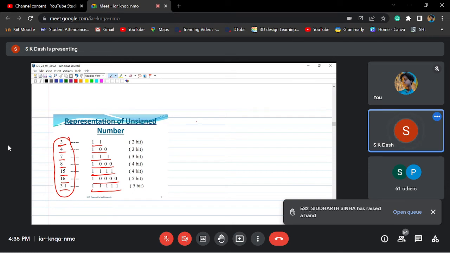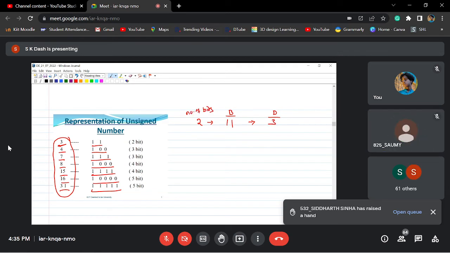if I use two bits, okay, the maximum will be what? Maximum is 1 1 only. Okay. What is the equivalent of that 1 1 in decimal? What is the equivalent of 1 1 in decimal? 3.